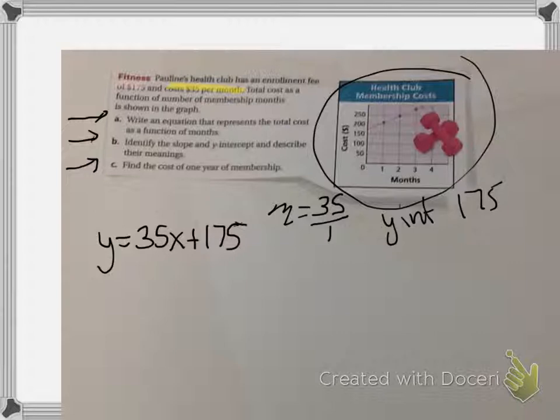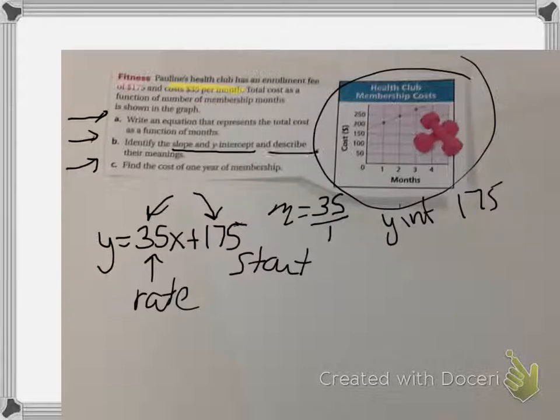Done. And they'll become easier and easier. But the hardest thing is to know which one is the slope and which one is the y-intercept. The y-intercept is always where you start, and the slope is always the rate. If you think about it that way, it might be a little bit easier. Then it says identify the slope and y-intercept, and describe their meanings. They'll have quite a few on the final like that, where you have to describe what's happening.